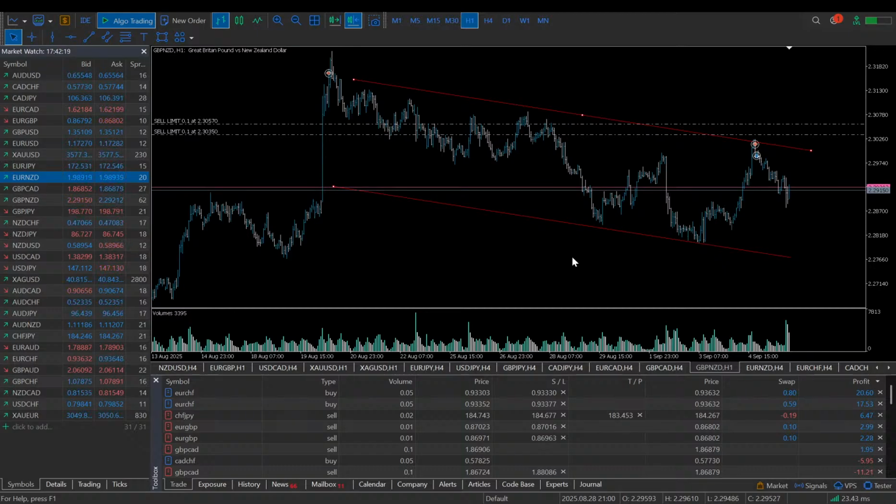Thank you for the GBP NZD. Yes, that was a good price point that you mentioned there.